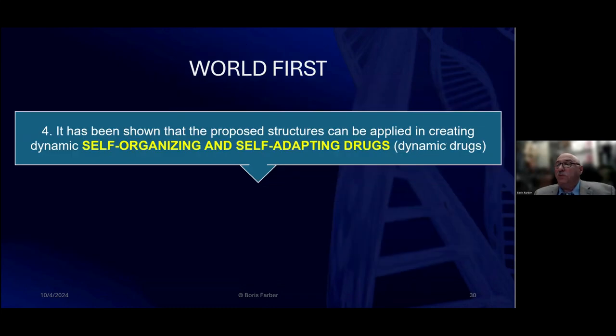In addition, it has been shown that the proposed structure can be applied in creating dynamic self-organizing and self-adapting drugs. We name them dynamic drugs. Dynamic drugs were synthesized based on dynamic chemical structures. This drug possesses self-organization and self-adaptation properties and can overcome drug resistance developed by the human organism, microorganisms, viruses, and cancer cells.